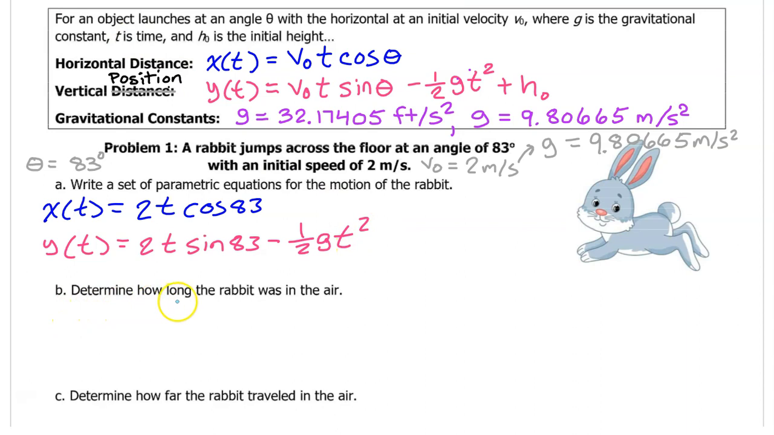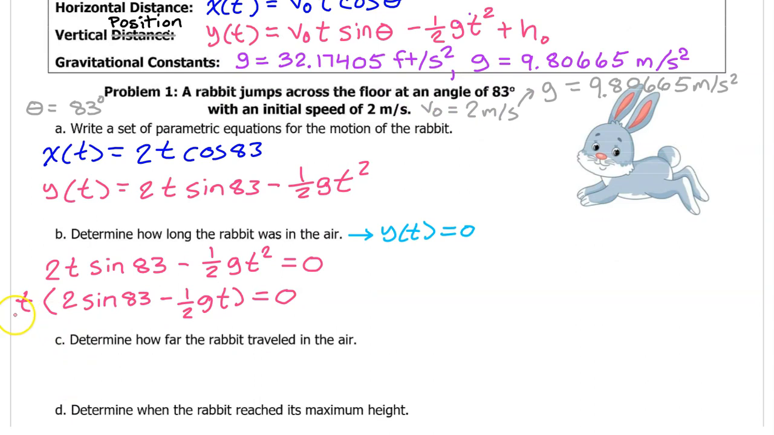Part B. Determine how long the rabbit was in the air. Determining how long the rabbit was in the air is the same thing as finding the time it takes for the rabbit to reach the ground. In other words, we need to find time t such that the vertical position is 0. Setting y of t equal to 0 gives us this. We can solve this equation by factoring out a common factor of t. Next, we can find the solutions by setting each of these factors equal to 0.